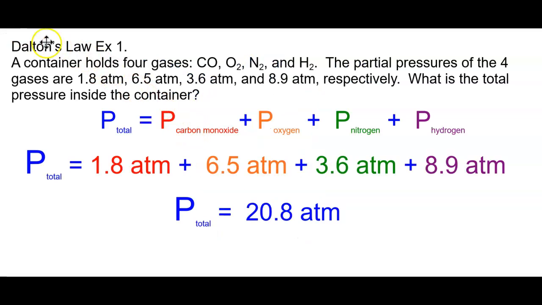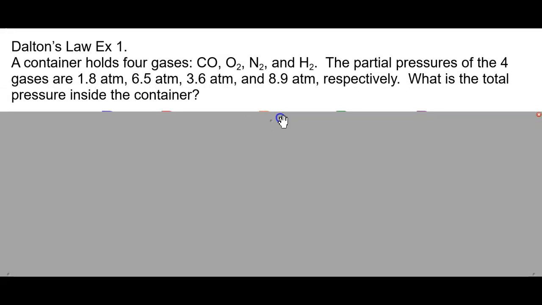So for example number 1, let's begin. It says the container holds 4 gases: carbon monoxide, oxygen, nitrogen, hydrogen. The partial pressure of the 4 gases are 1.8 atmospheres, 6.5 atmospheres, 3.6 atmospheres, and 8.9 atmospheres, respectively. What is the total pressure inside the container?